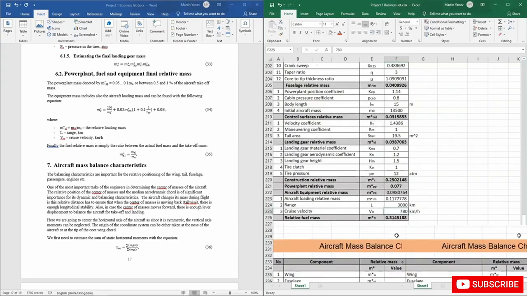So that's it, guys. We estimated basically everything that you needed to know for the mass of the aircraft, and this is actually the end of this section. But the next one is going to be really interesting for you. It will be the final section, and there we're going to do the balancing characteristics of our aircraft.